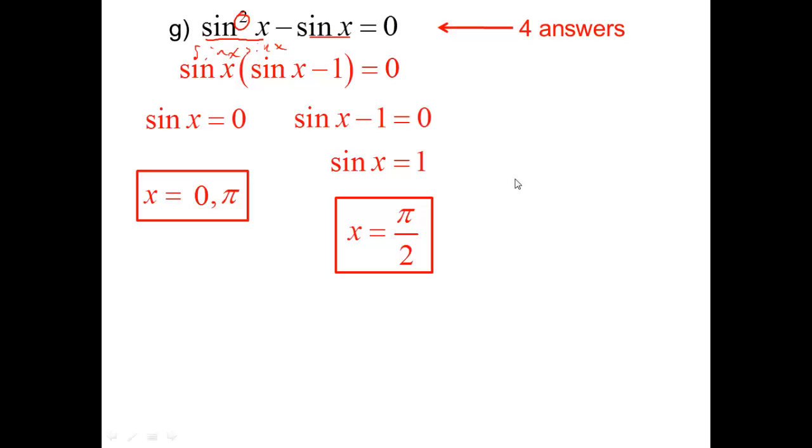Remember that tangent and cotangent, their period is only 1 pi, not 2 pi. So you'll be able to get still two answers out of those guys. But when it comes to sine, cosine, secant, and cosecant, if it's equal to 1 or negative 1, you're only going to have one solution.